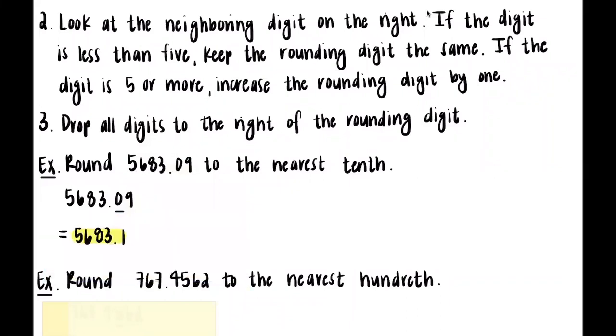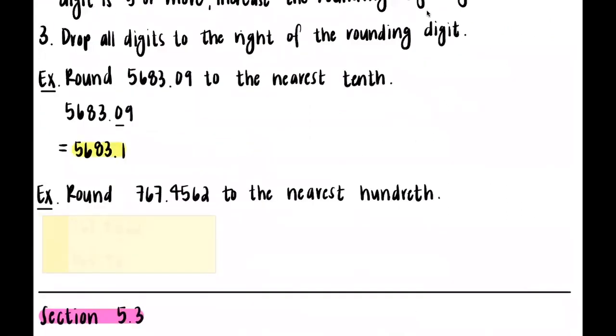So notice we have 5,683 and 1/10. So again, notice we got rid of that hundredths. Again, you drop everything after. And again, that's just technicality. That's just, someone made that a rule.